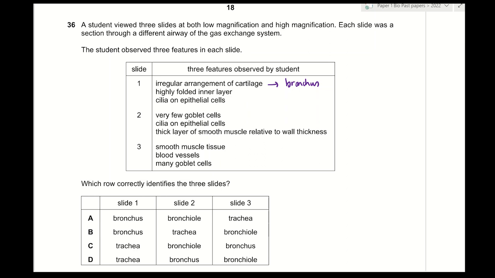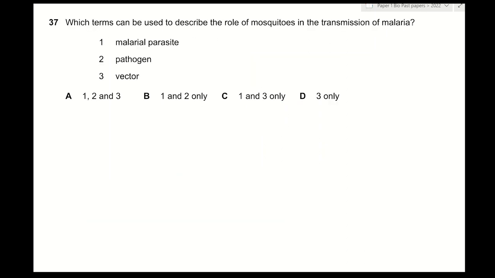2. Very few goblet cells, cilia and epithelial cells, and a thick layer of smooth muscle relative to wall thickness. So, a component that has very few goblet cells is definitely going to be the bronchiole. Therefore, 1 is going to be the bronchus and 2 is going to be the bronchiole. 3. Smooth muscle tissue, blood vessels, and many goblet cells. So many goblet cells here, there's no other information, therefore it must be the trachea, and the answer is going to be A.